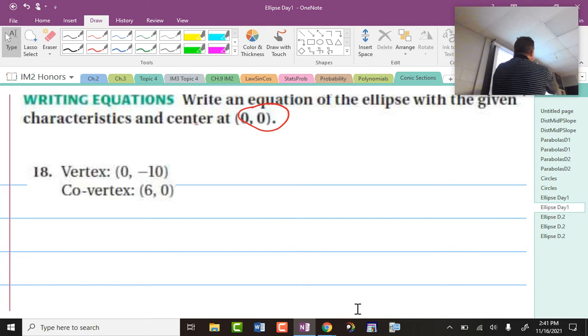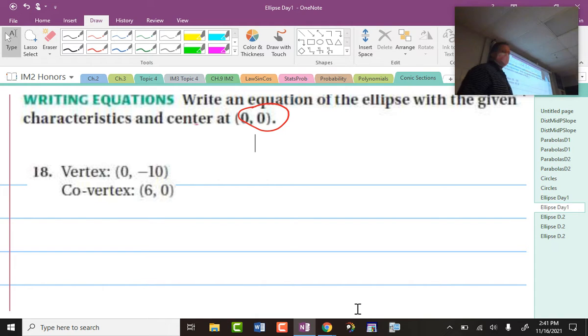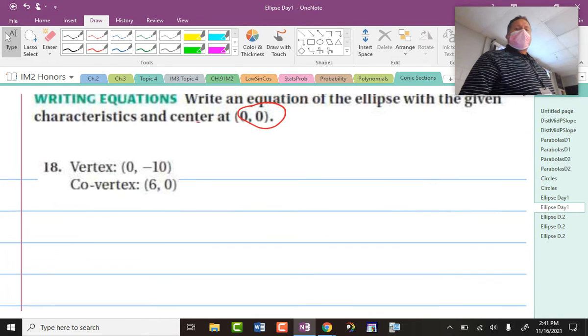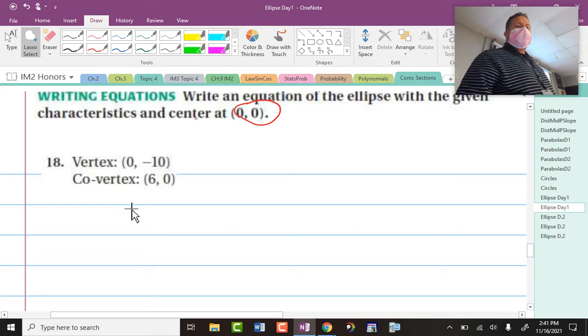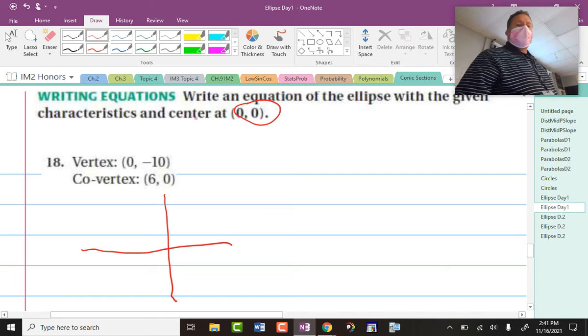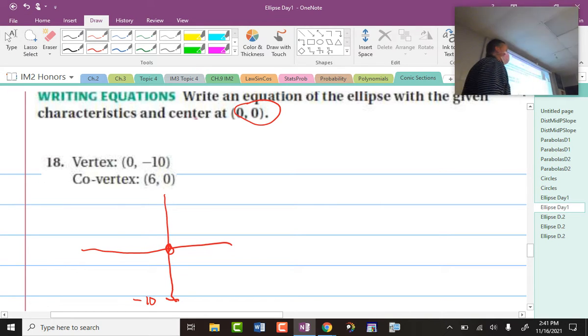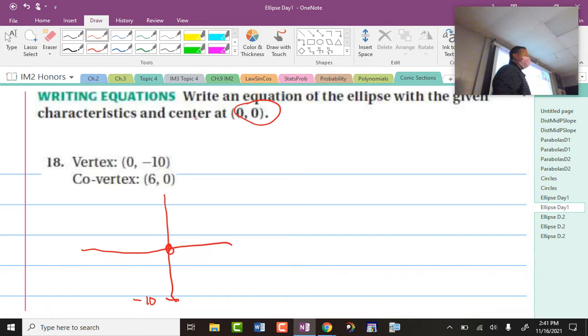So, write an equation of an ellipse with given characteristics and center at (0, 0). Very important: you'd be a silly fool not to graph this, but I don't really think you'll need to in the future. If you really get this figured out, then you know (0, -10) is way down here. And the vertex... the center is at (0, 0). And that's called a vertex.